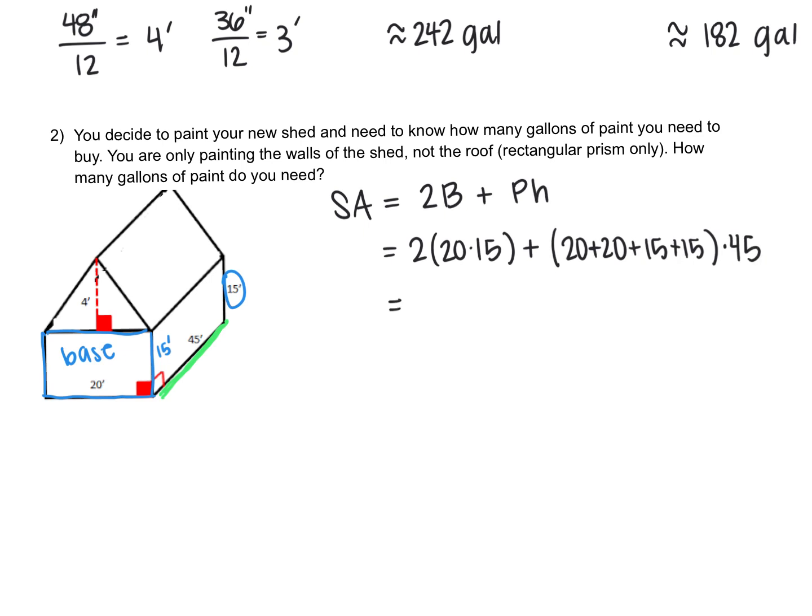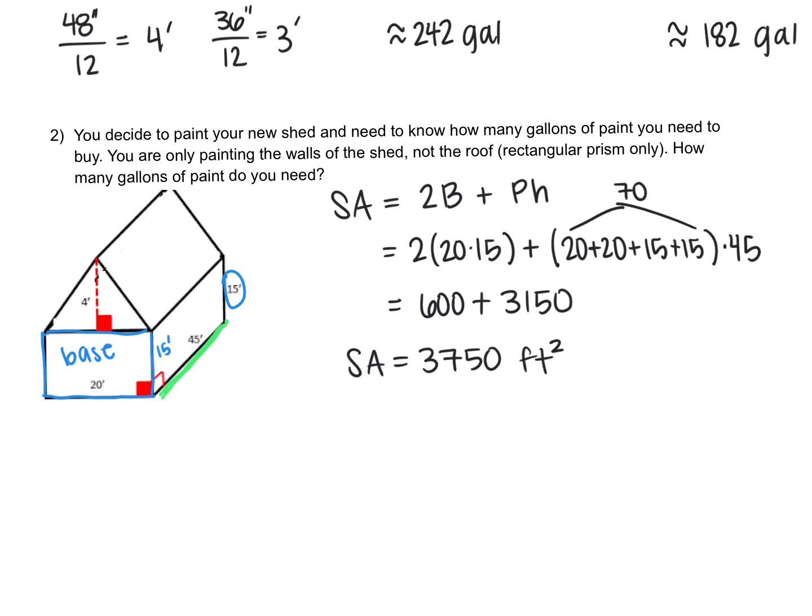Now I'm just going to do some simplifying. So 20 times 15 times 2 is going to give us 600. And then 20 plus 20 plus 15 plus 15. So this is going to be 70, which we're then going to multiply by 45. And we get 3,150. So we'll do 600 plus 3,150. And we get a total surface area of 3,750. In this case, it's going to be feet squared.